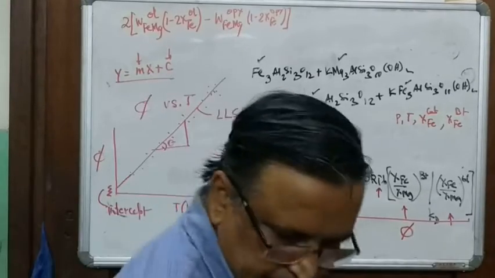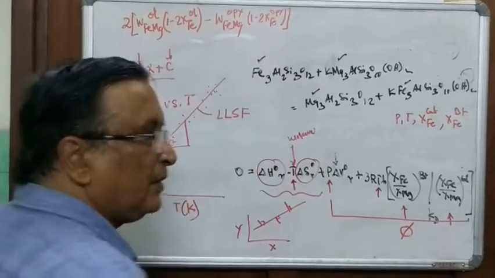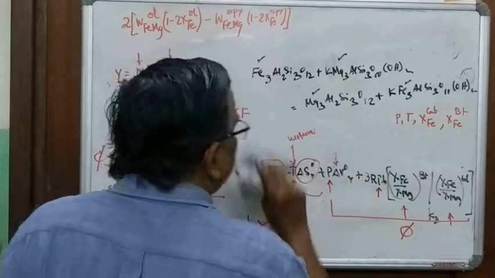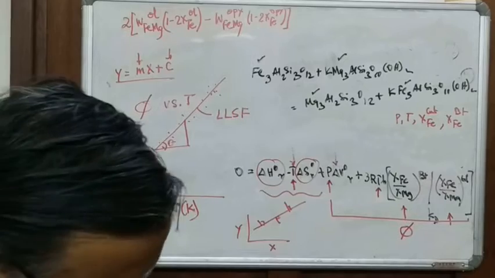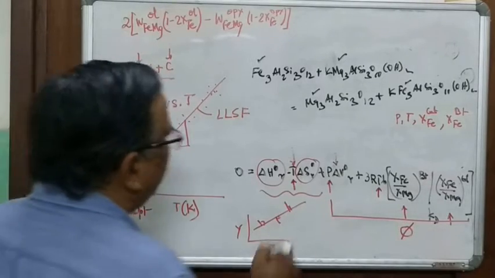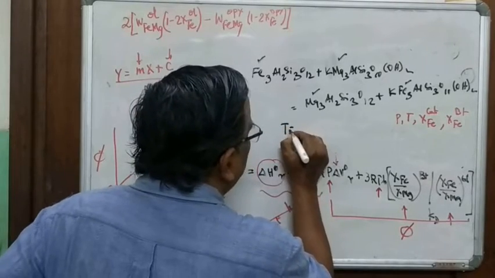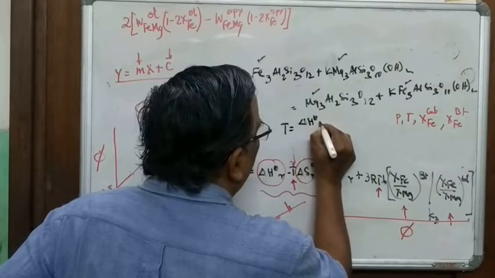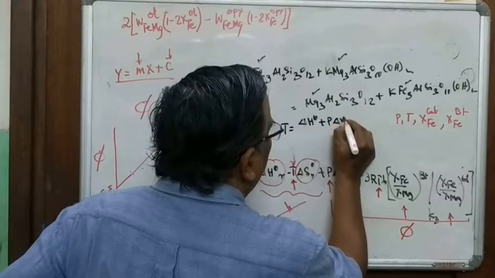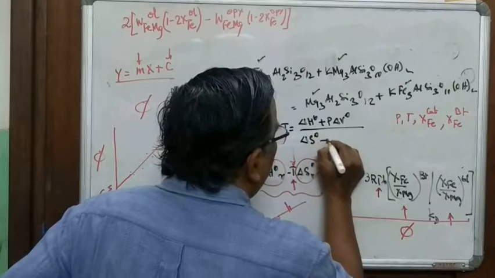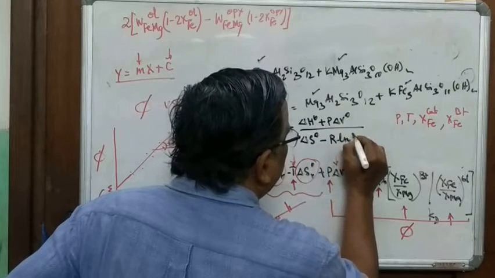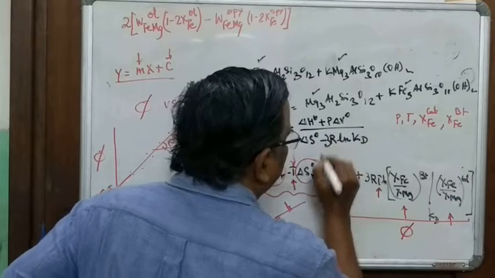How? You can use it as a thermometer. It's the same as I did before. So you have temperature is equal to delta H0 plus P into delta V0 divided by delta S0 minus R ln Kd. This should be 3.